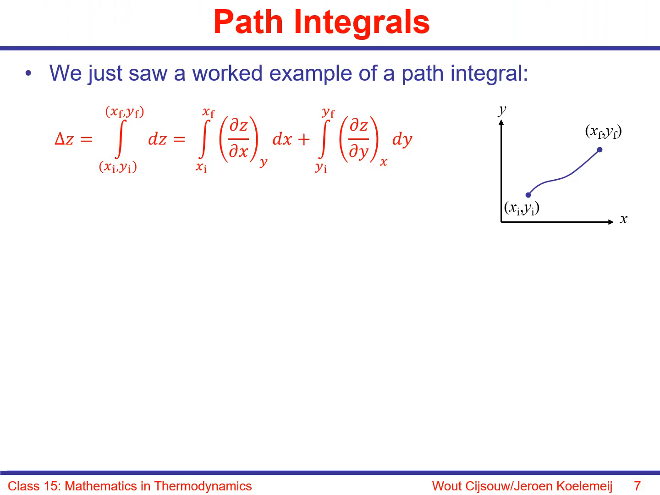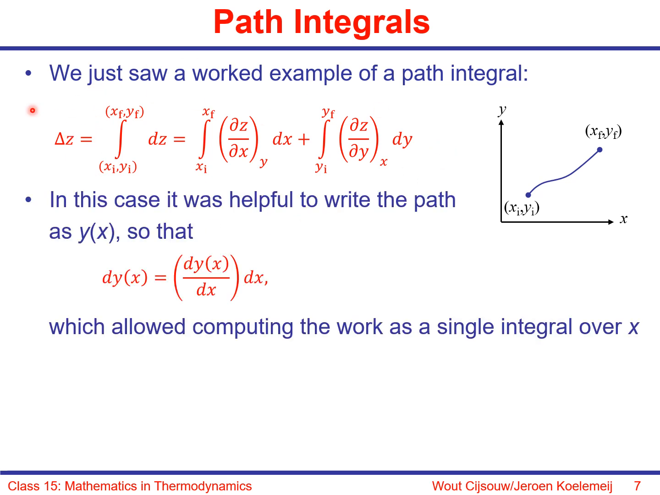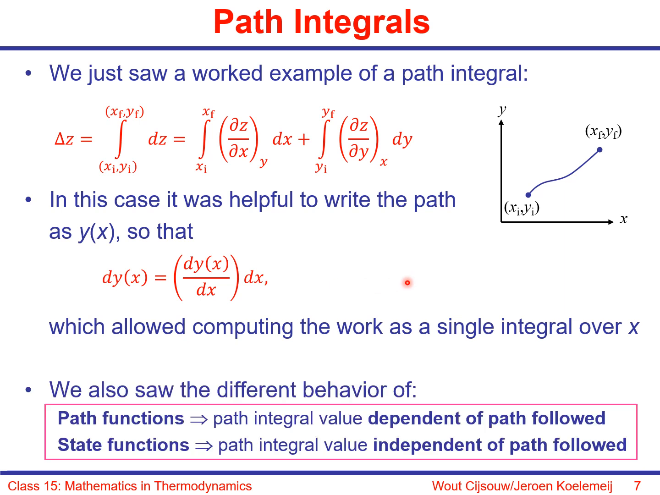Okay, so in Wout's movie we saw a nice example of how to work out integrals like this, these path integrals, and we also saw that it was helpful to write this particular path in a form y of x, and then compute the differential dy such that you end up with an expression that's actually the differential in dx, and that makes life easier because you could combine everything into the same integral over the variable x.